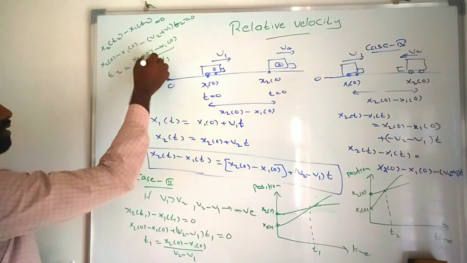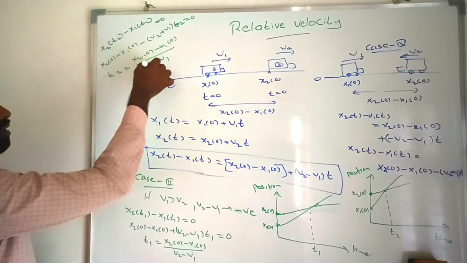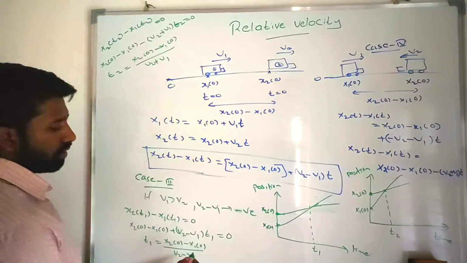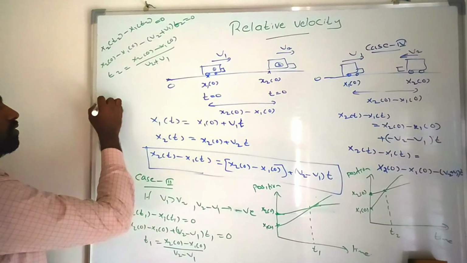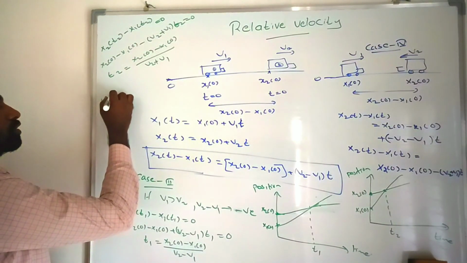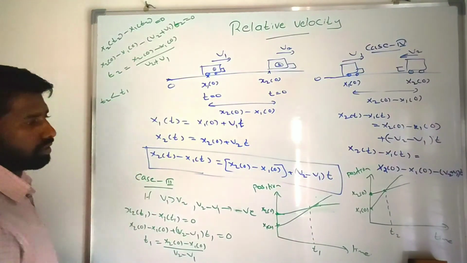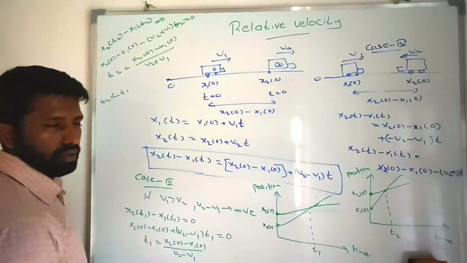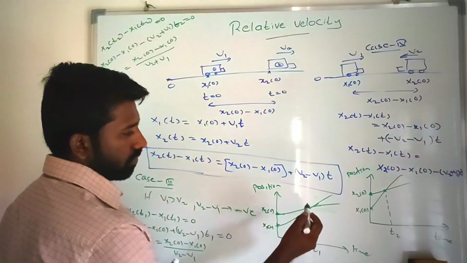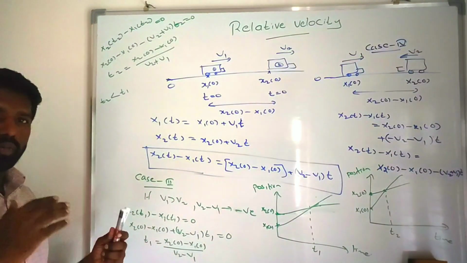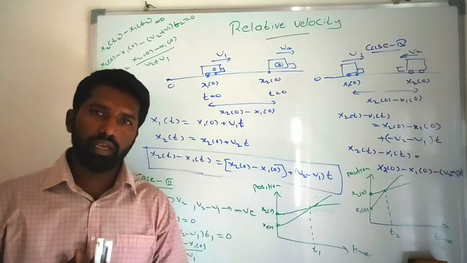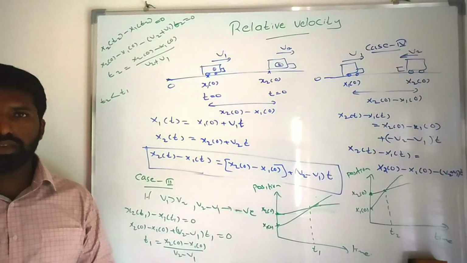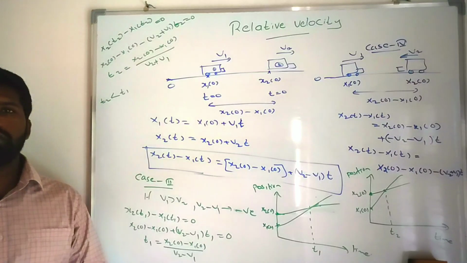That means you look at here. Here the denominator is v2 plus v1. Here the denominator is v2 minus v1. So t2 is smaller than t1. Look at this graph. Okay. So that means when the two bodies are moving in the opposite direction, within a very short time they will meet together. Okay. This is about the relative velocity.